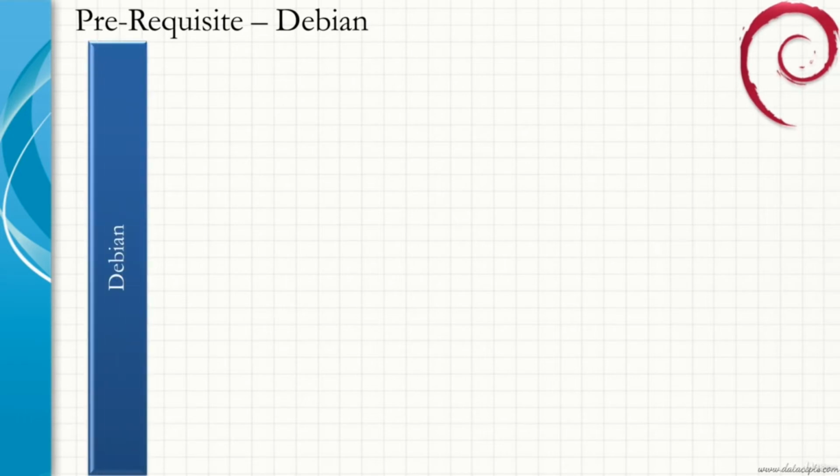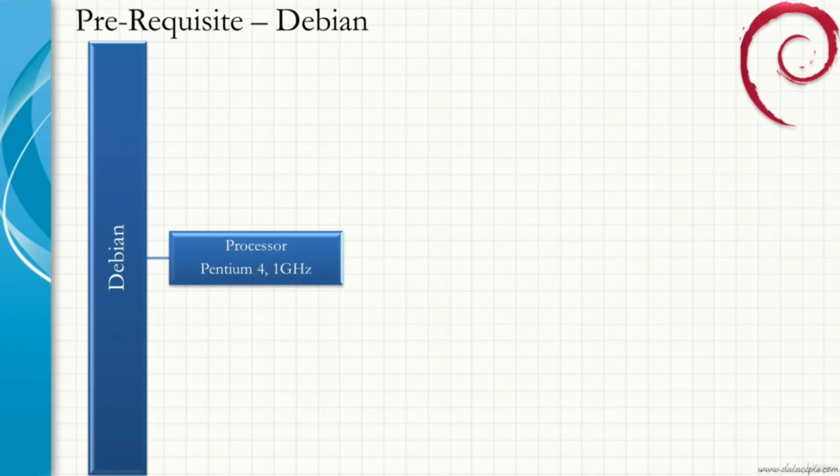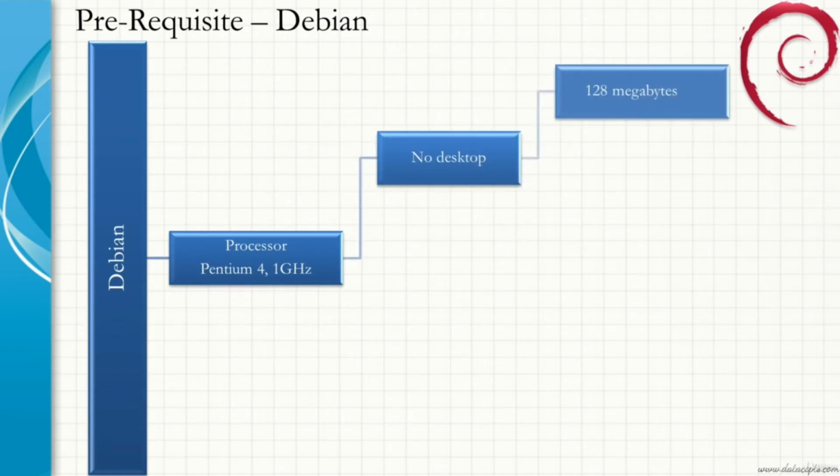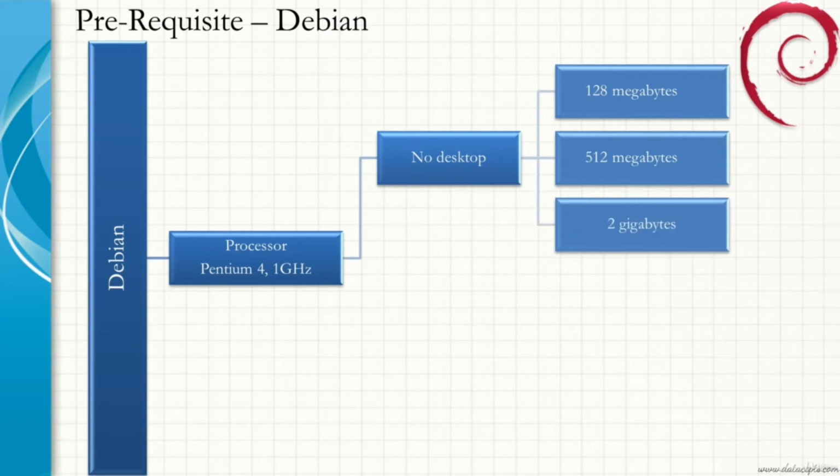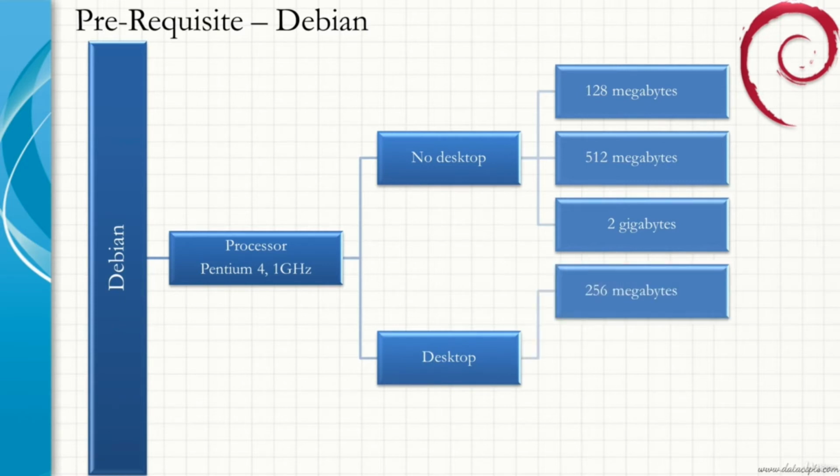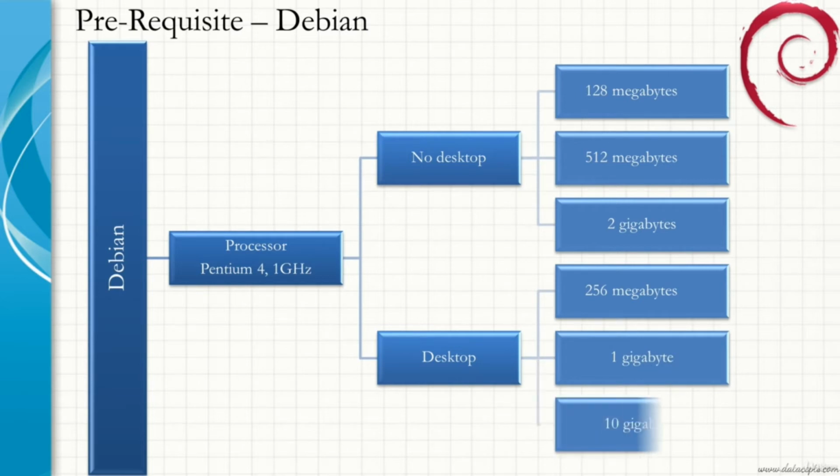Prerequisites for Debian Linux. Here as we can see, it requires a Pentium 4 processor with 1 GHz frequency. For no desktop environment it requires minimum RAM of 128 MB, recommended RAM is 512 MB, and hard disk requirement is 2 GB. And if you want to opt for a desktop environment, then the minimum RAM requirement is 256 MB, recommended is 1 GB, and the hard disk requirement is 10 GB.